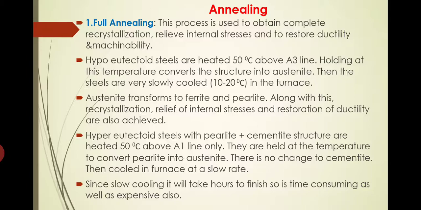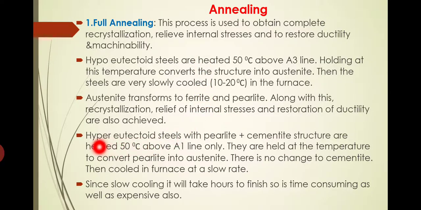Okay. If it is hypereutectoid, we are not heating above the upper critical temperature. Instead, we will be just heating above the lower critical temperature. That is the only difference. Austenite transforms to ferrite and pearlite in the case of hypoeutectoid. Once the cooling starts, austenite will be transforming into ferrite and pearlite. Along with this, recrystallization, relief of internal stress and restoration of ductility are also achieved. So internal stresses are relieved by this process and ductility is also achieved. Ductility is achieved by the recrystallization.